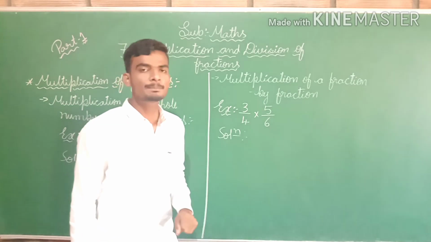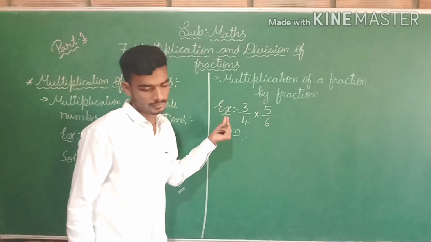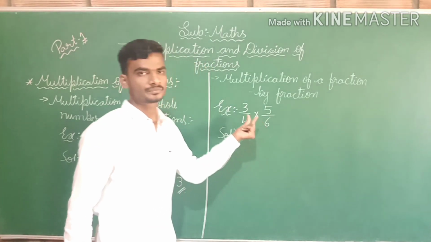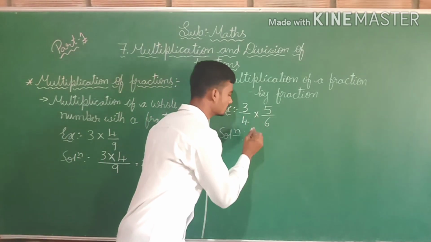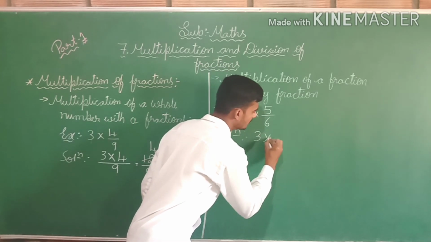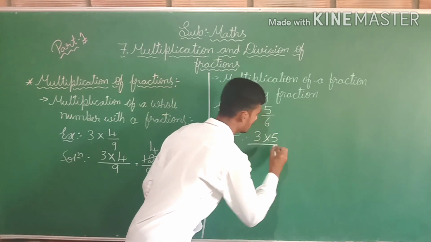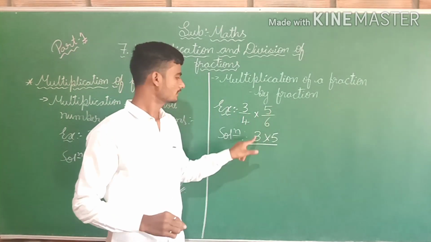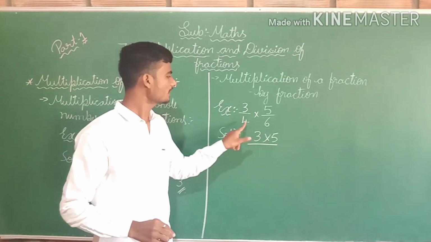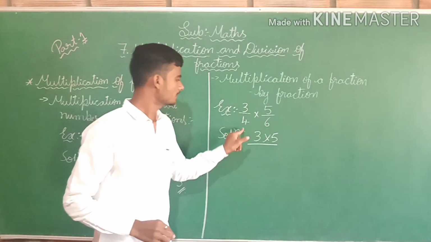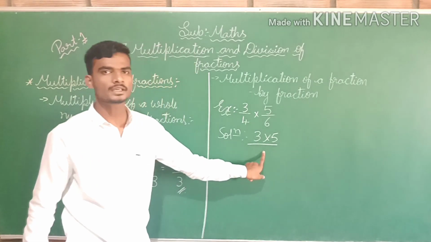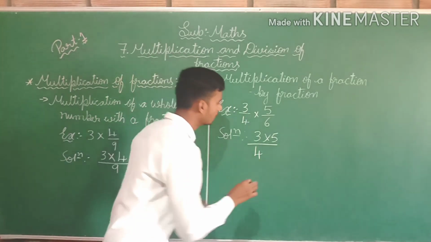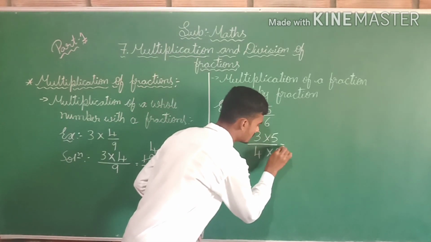Step 1: multiply the numerators, and next, multiply the denominators. First, what you have to do is multiply the numerator parts. What are the numerator parts here? 3 and 5, so 3 into 5. Next, the denominator parts, which we have to write in the denominator. So in the denominator I will write 4 into 6.